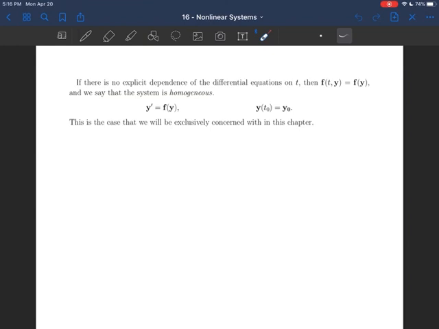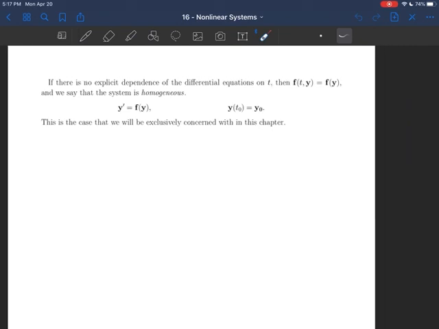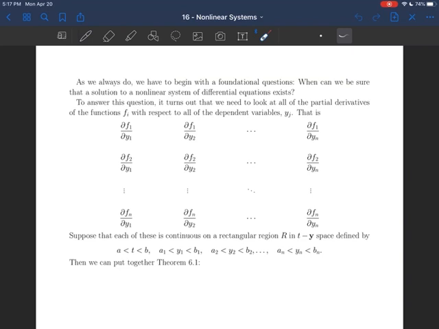Well, another extra definition here is that sometimes there's no explicit dependence of the differential equation on t, so it doesn't appear explicitly. Of course, all of the state variables, or the dependent variables, y1, y2, and so on, do depend on t, but if t doesn't actually appear on its own, then we can rewrite the function f of t comma y as just a function of the y values, and then we call the system homogeneous. Of course, that's a word that we've used many times before. And so the system would then be written as y prime equals f of y, and y of t0 equals y0. So this is the case that we're almost exclusively going to be concerned with in this chapter.